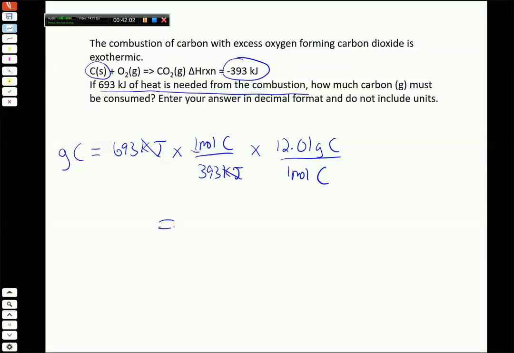But this is how we'll set this one up, and what this one tells us then, everything cancels out, we just get into grams of carbon, and that comes out to 21.2 grams. Alright, so if we want to produce 693 kilojoules, we would need to burn 21.2 grams of carbon. This is a lot like what happens when we use coal to produce heat, because coal is basically made out of carbon.